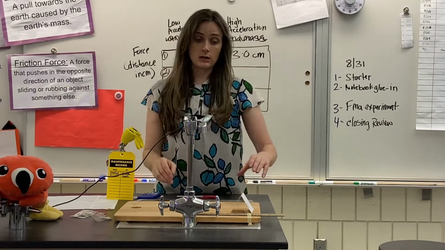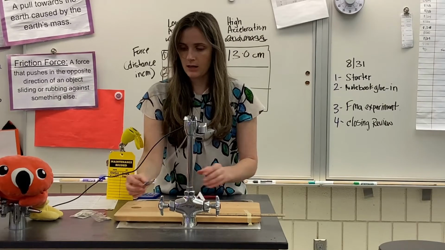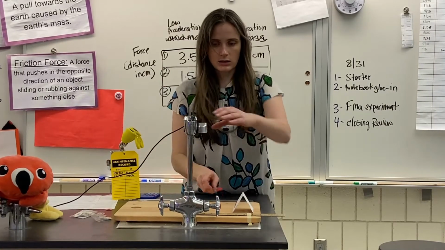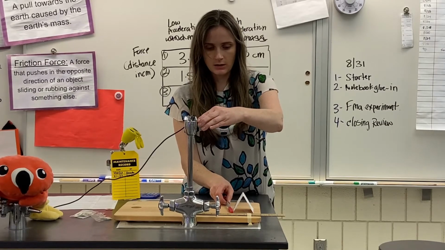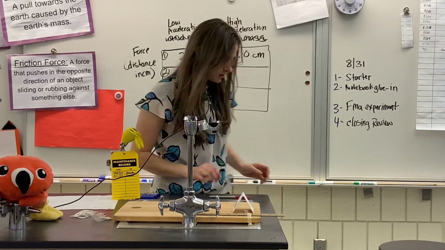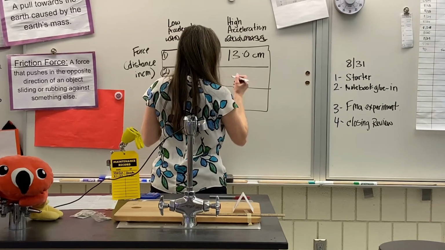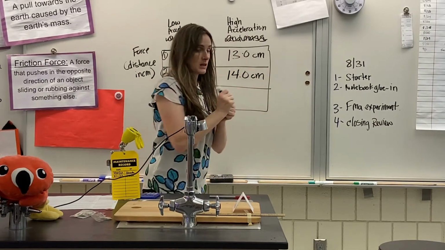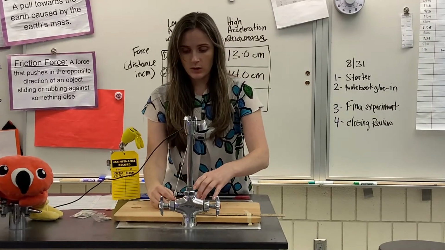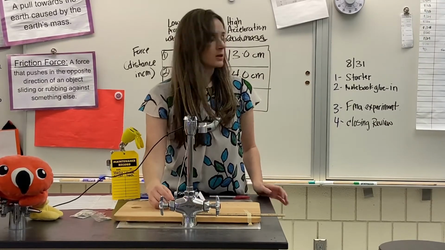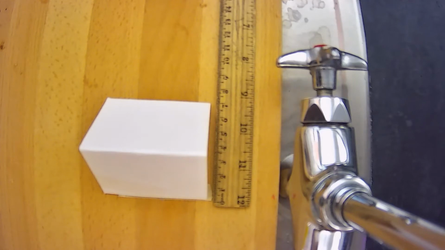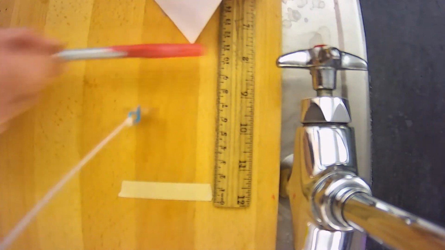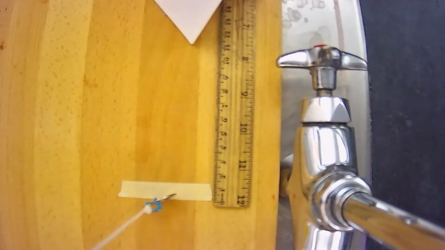We're going to write down 13 centimeters. Okay, we got to do it again because we can't just do it once. Reset, high acceleration. Okay, it looks like we are at 14 centimeters. Okay, so we're going to write down 14 centimeters. And we have to do it at least 3 times. So here is our 3rd time. High acceleration. Okay, it looks like we are at 11 centimeters this time.